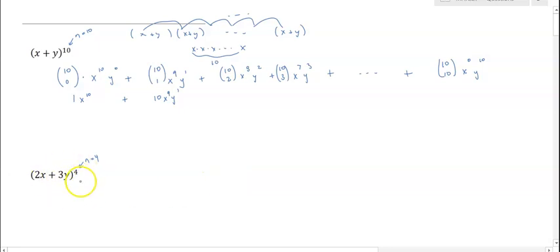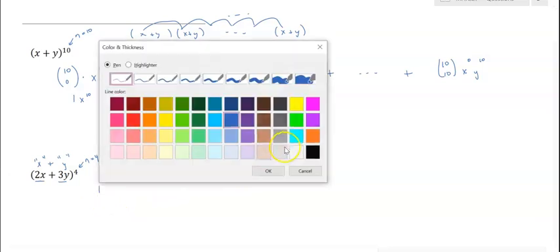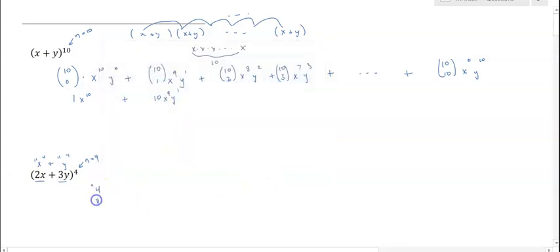Now for this one, we are not dealing with x and y, we're dealing with 2x and 3y. These are like our x and our y right here, so it's still like we're multiplying those together. The way we would do this is we'd have 4 combination 0, and then the x, which is actually 2x, I'll think about that as x, 2x to the 4th power times the quote-unquote y, which is 3y, to the 0 power. Then we'd have plus 4 combination 1, 2x to the 3rd power times 3y to the 1st power.